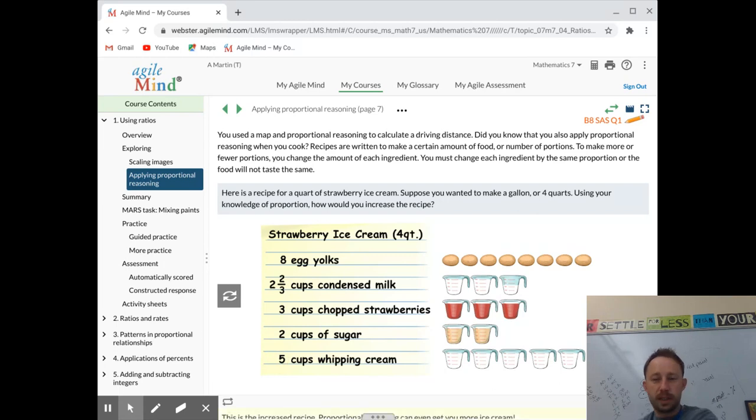All right, does that look like the same answers we got? Yes or no? Yes, it is. All right. How did they get their answers different than we did? What did they do? On a cup of milk, they put 3 instead of 2 and 2/3.